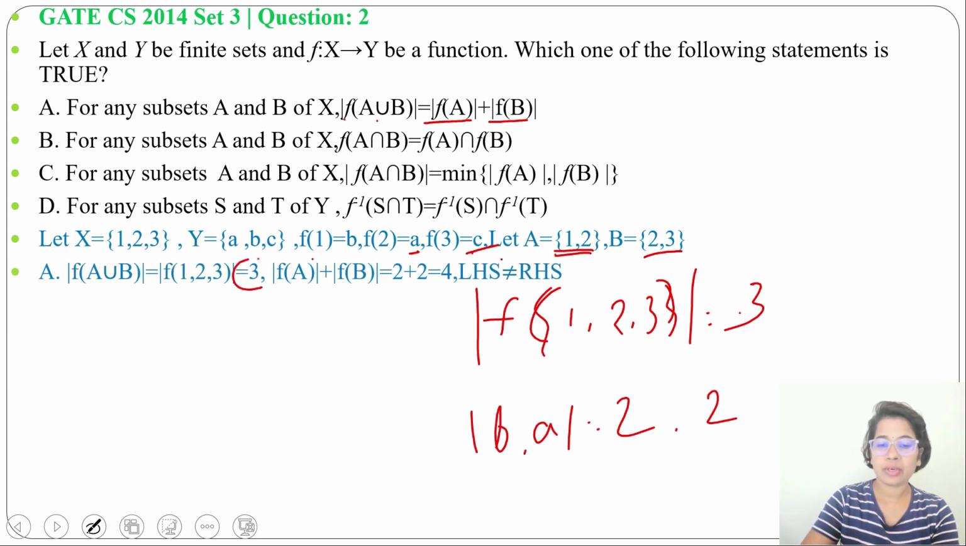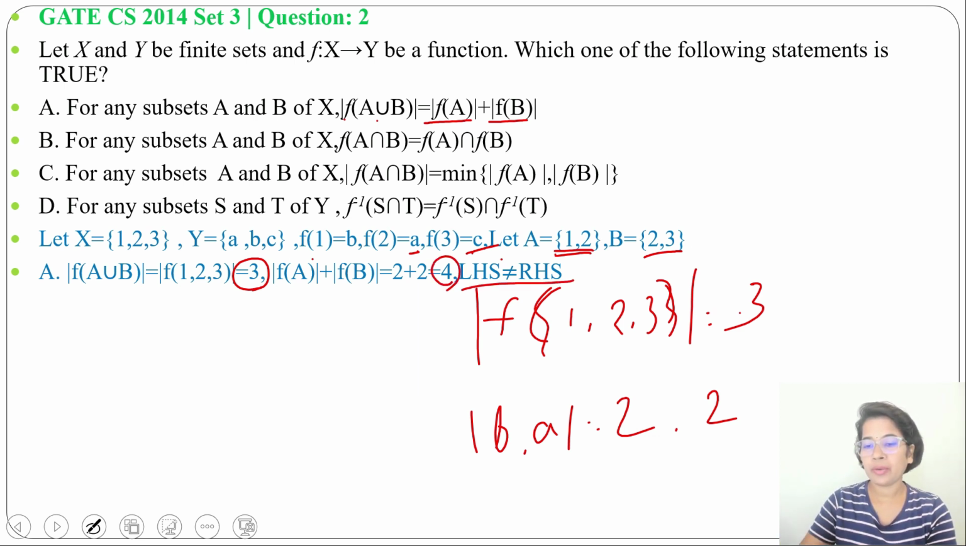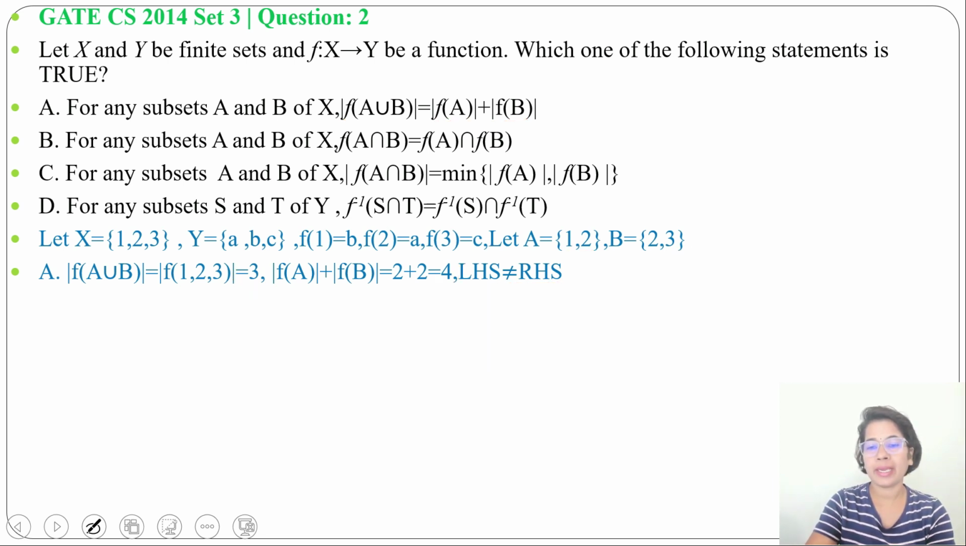In the LHS we got 3, in the RHS we got 4. LHS is not equal to RHS. Actually, when finding cardinality of a union, we should subtract the intersection, right? Here we are not subtracting the intersection, so both are not equal. So the cardinality of f(A ∪ B) is not equal to f(A) cardinality plus f(B) cardinality. We should subtract the intersection.